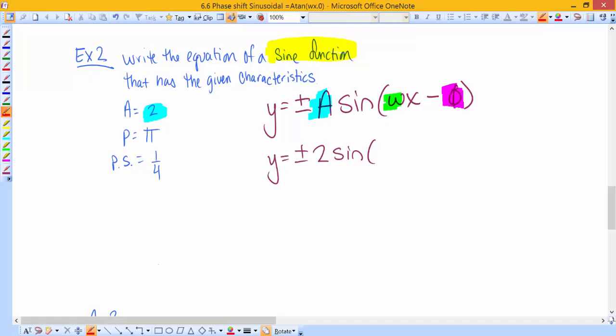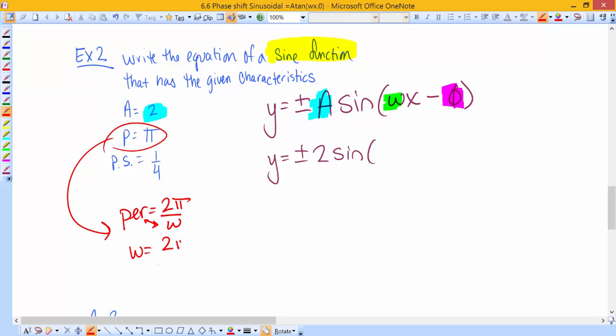Now omega comes from, or let's think of what omega helps us find. Omega helps us find the period. So I'm going to use my period here. We need to remember period is 2 pi over omega. I can switch these two, and omega is 2 pi divided by the period. So what's our period here? Our period is pi. The pi's will divide out and become 1, and I'm left with 2. So my omega is 2. So this will be 2x.